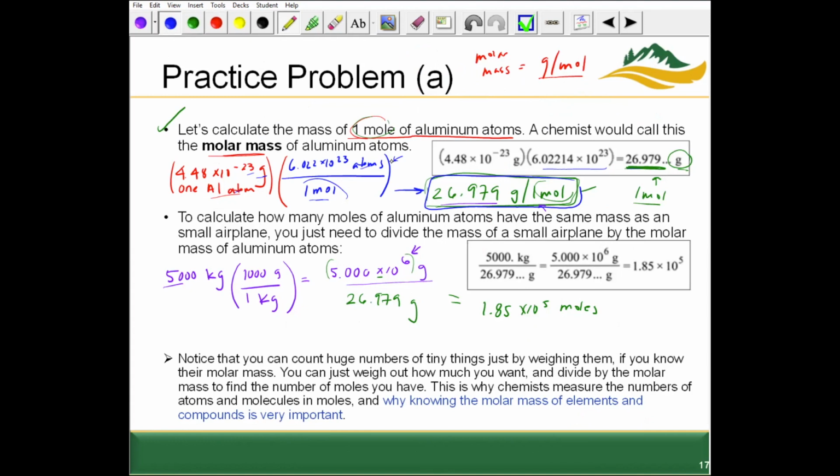Avogadro's number. One thing that is important to point out at this point is that we can count huge numbers of tiny things by weighing them, right? If we know how many grams there are, and we use the periodic table to give us information about grams per mole, then we can also get a value into a number of moles. So here, that's what this is saying. You can just weigh out how much you want, divide by the molar mass. Molar mass is grams per mole, to find the numbers of moles that you have. So to go from a mass in grams to figuring out a number of moles, we can use the molar mass that's in units of grams per mole.